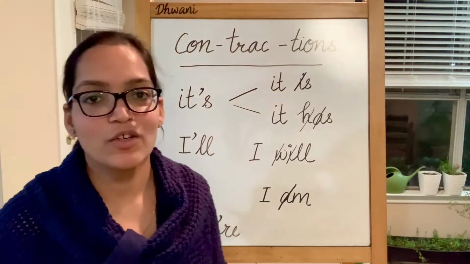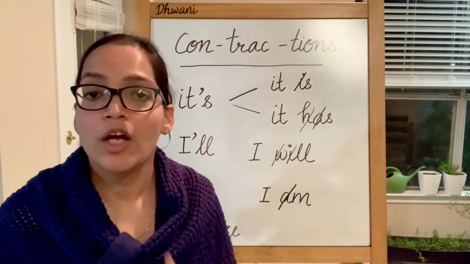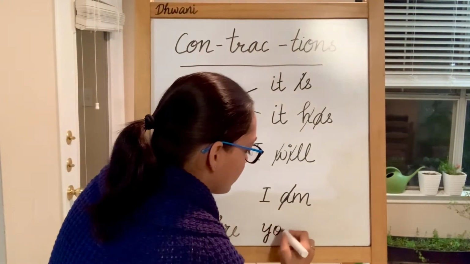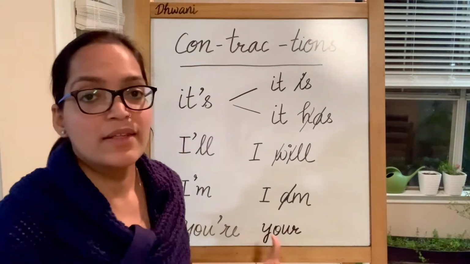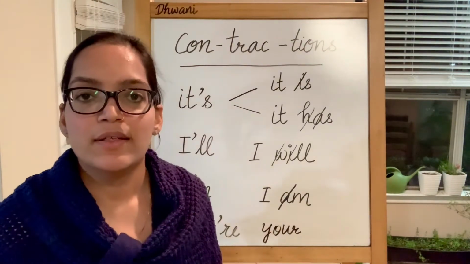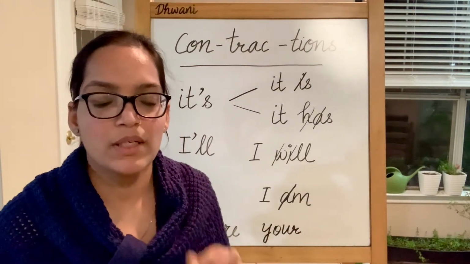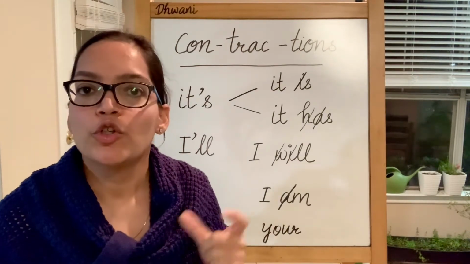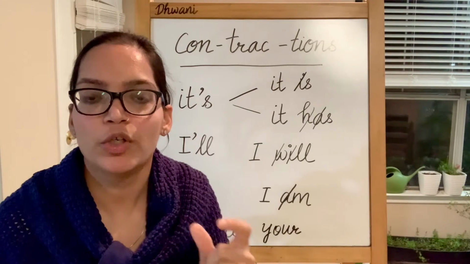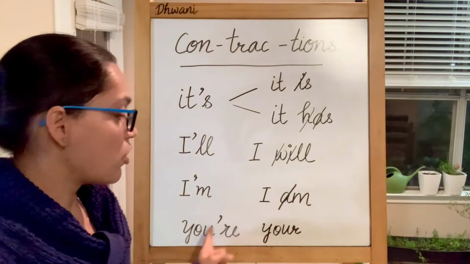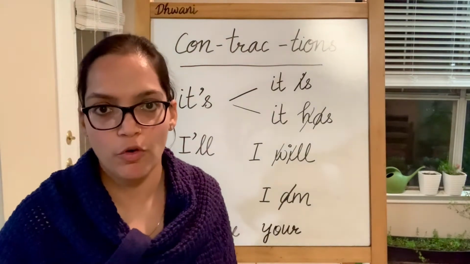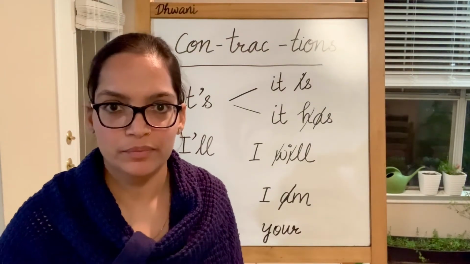Next one is you're, not to be confused with your. This your is the possessive pronoun. That means we use it when something belongs to you. Your house, your toy. It is not the same as you're. This is a shortened form for you are.